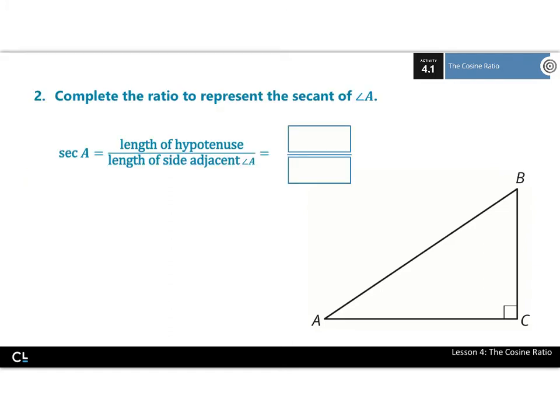So now writing the secant of this angle, same angle A, well now we see instead of being adjacent over hypotenuse, it's hypotenuse over adjacent. Hypotenuse is still the long side, AB, and the adjacent to angle A, that side that it's attached to, that is not the hypotenuse, and that is AC.